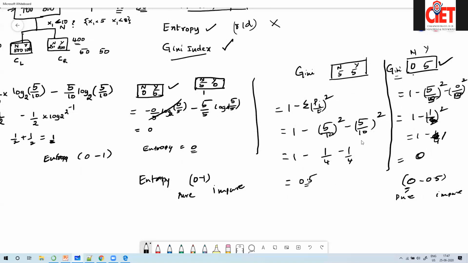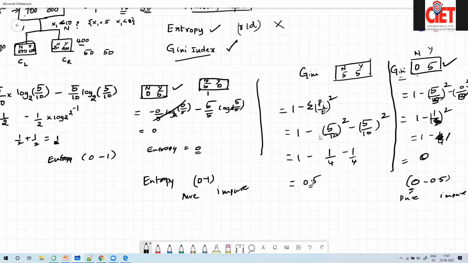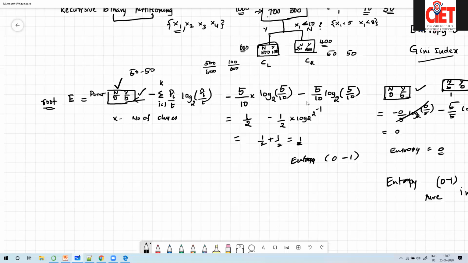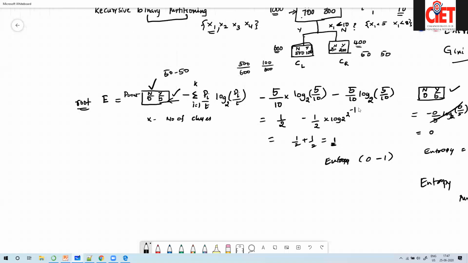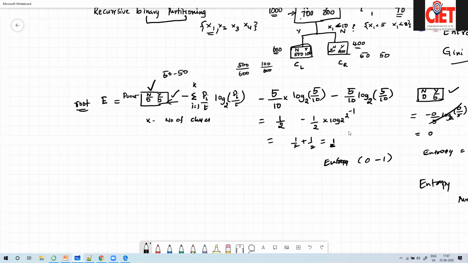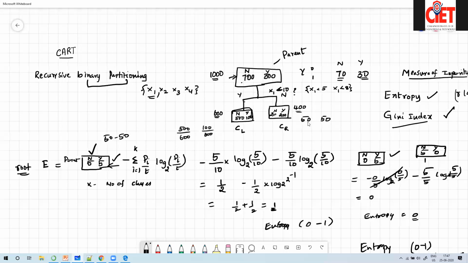It's just a ratio and squares. So this is simple linear calculations. But here you have log to the base 2, so it has to make a lookup every time. So this is time taking. So that's why Gini is what is used in the latest algorithms.